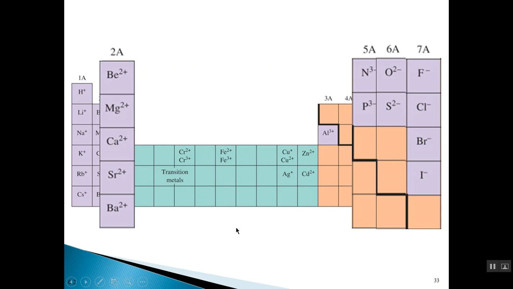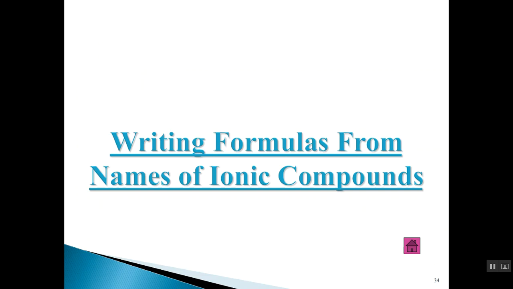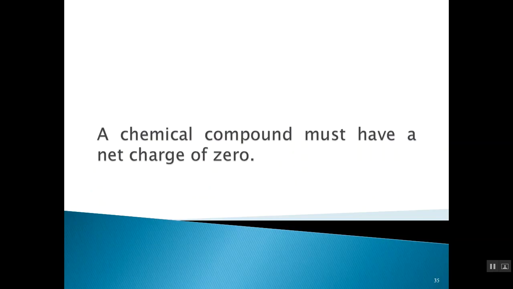All right, and it is for that reason why I provide a chart in Canvas, which includes, among other things, the list of common ions and their charges. So you'll have that to refer to basically solve problems such as what we're going to learn about shortly. How do we determine the formulas for ionic compounds? Okay, so that's what we're going to talk about, writing formulas from the names of ionic compounds. So if you're given the name of the ionic compound, how do you determine the formula?